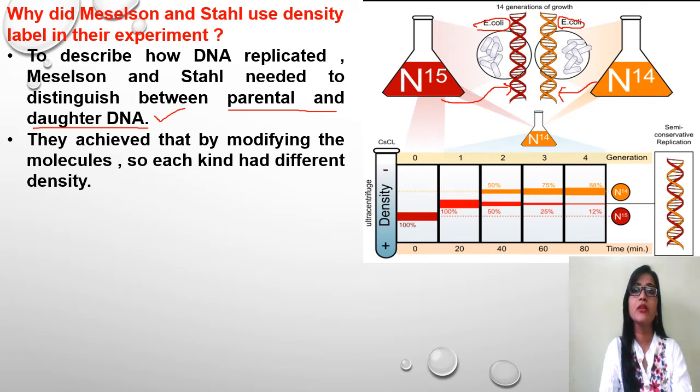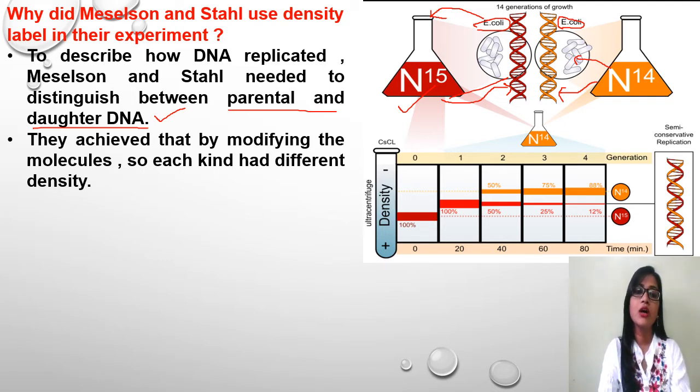E. coli cells which were collected from this medium containing the N15 isotope, all the bacterial cells of the E. coli contain only N15 type of DNA in their cell. And if you observe the other kind of E. coli cells which are grown in the N14 broth culture or in the N14 medium, all the bacterial cells will contain only N14 isotope in their DNA. So that is the basic difference.